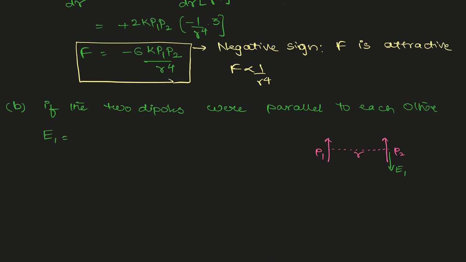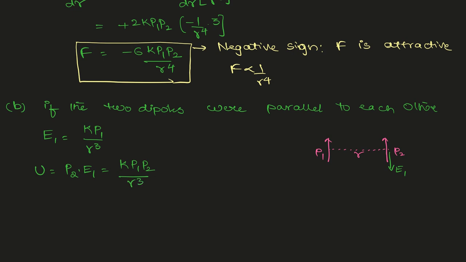E1 will be equal to, as it is an equatorial point, minus kP1 by r cube, but I need not write that as it is in the opposite direction, kP1 by r cube. Potential energy will be positive, that will be P2 into E1, equal to kP1P2 by r cube, as it is an unstable equilibrium, that's why we got a positive value.